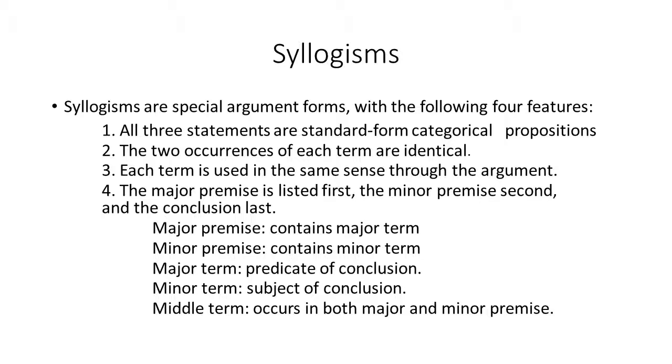All right, and now we have this. The major premise is listed first, the minor premise second, and the conclusion last. Okay, so to make sense of what this is, we have to introduce some terminology: major premise, major term, minor term, and we'll throw in middle term just for good measure.